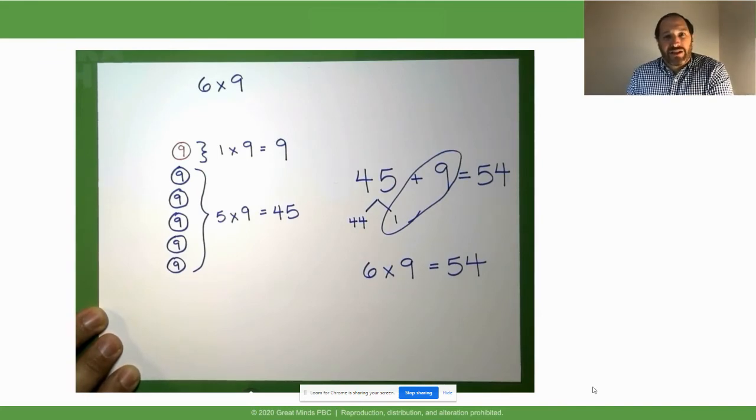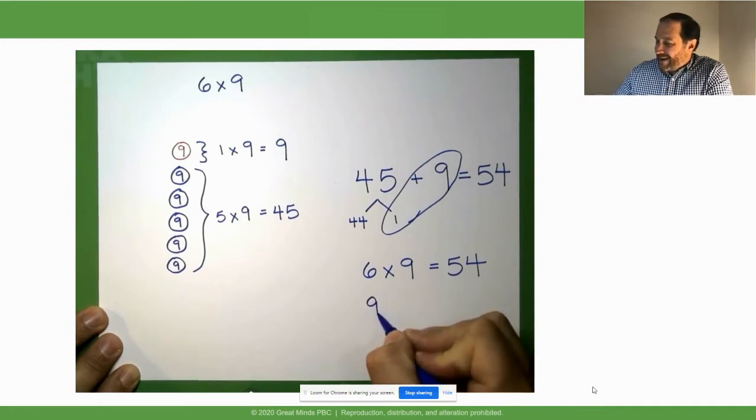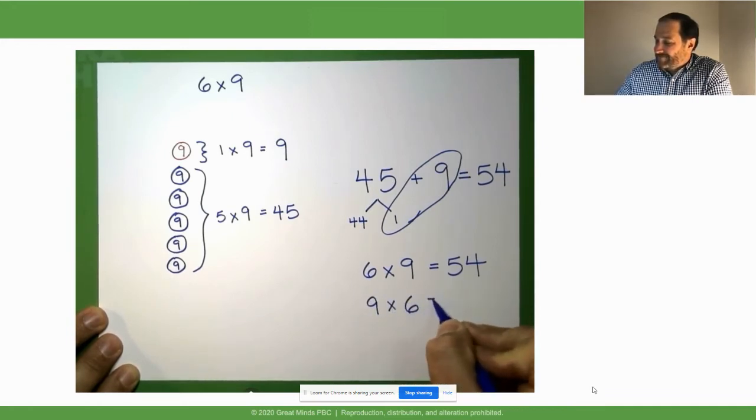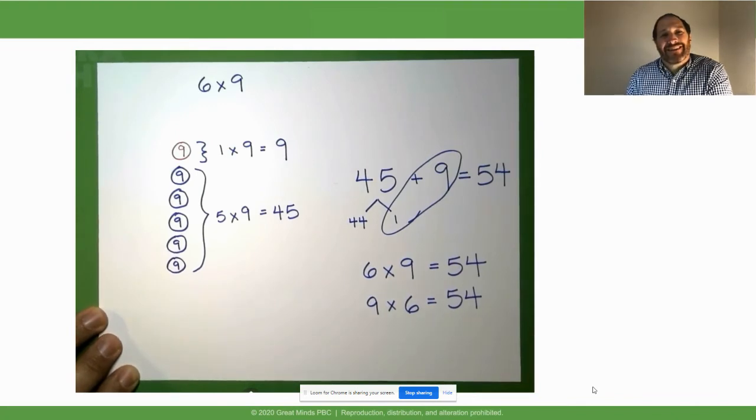I'd like you to use commutativity to name another related multiplication fact that also equals 54. Go ahead and say that out loud. That's right. 9 times 6 also equals 54.